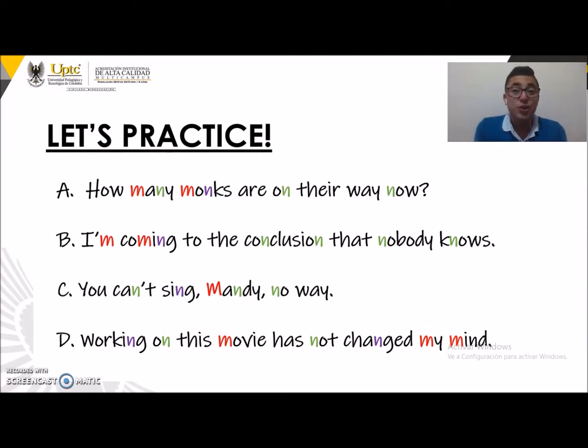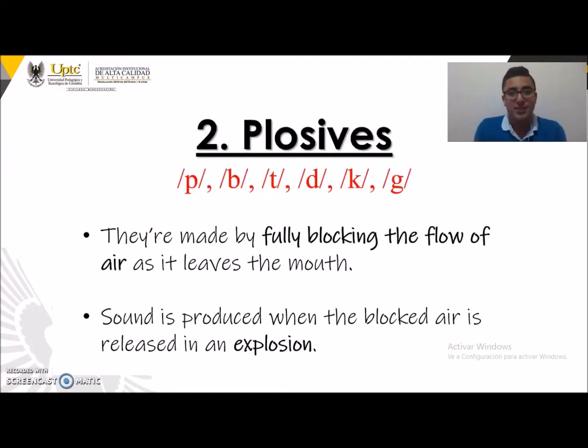So now it's your turn to practice at home, okay? Let's move on to the second group, which is plosive. Here we have six different consonant sounds, which are P, B, T, D, K, G. Remember that they are sounds, so that's what I'm doing, the sounds, okay?